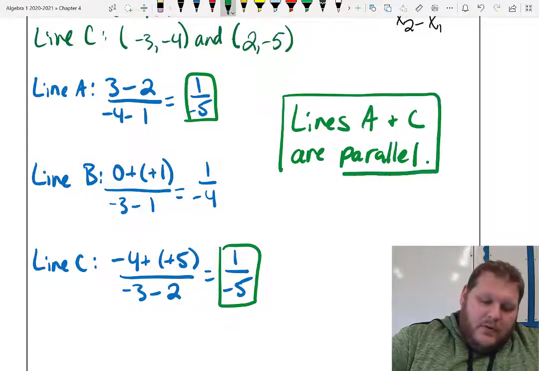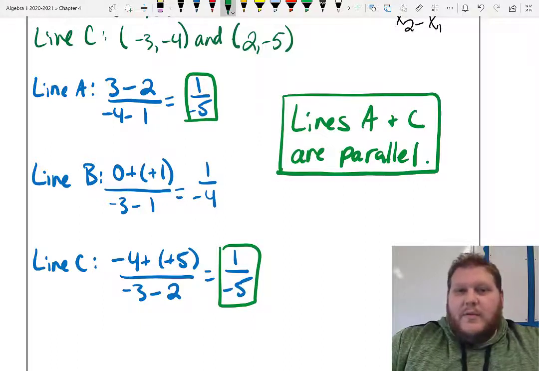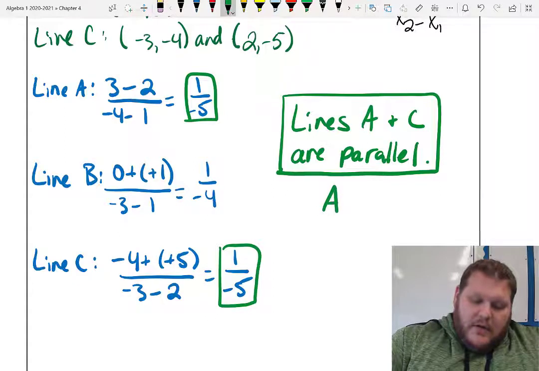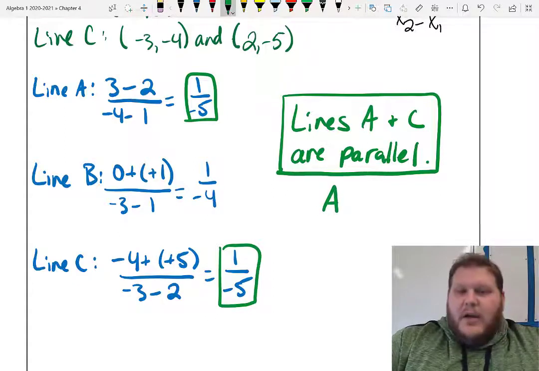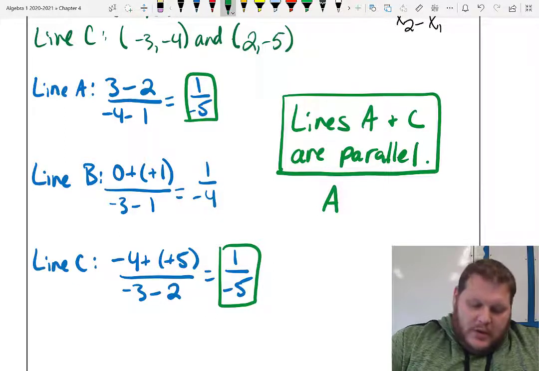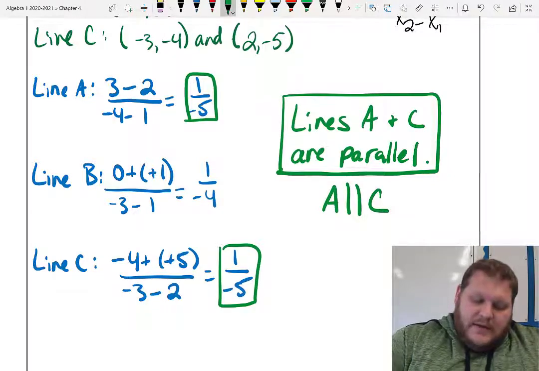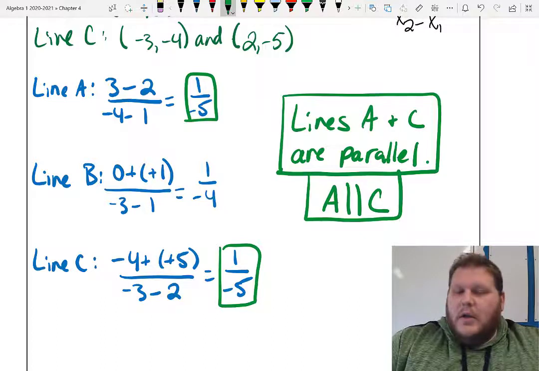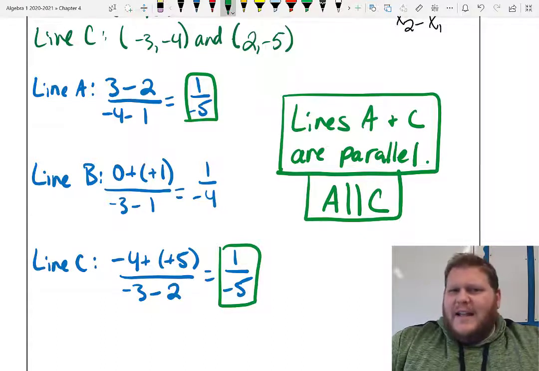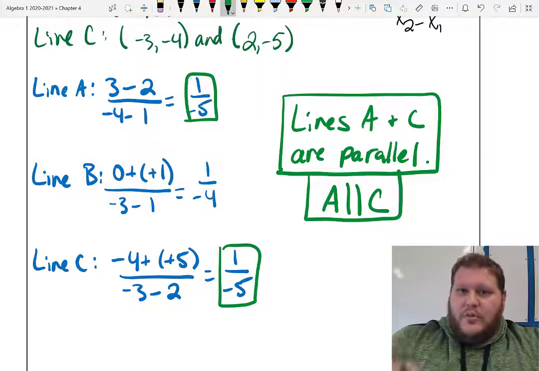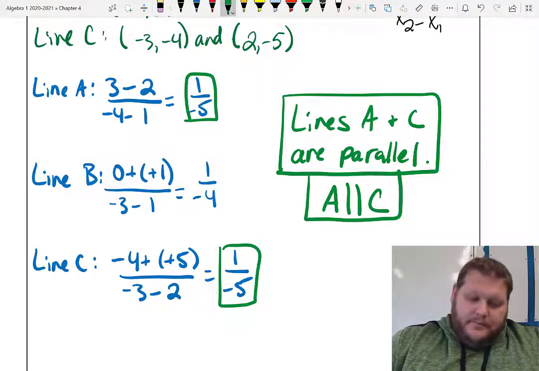Our symbol for saying that two things are parallel to each other, if you notice in the middle of the word parallel, we have that double L. It looks like a pair of parallel lines. That is our symbol for saying the two things are parallel to each other. It looks like an absolute value with nothing in between, just those two vertical bars. That says that A is parallel to C.